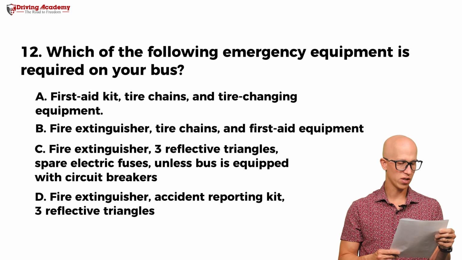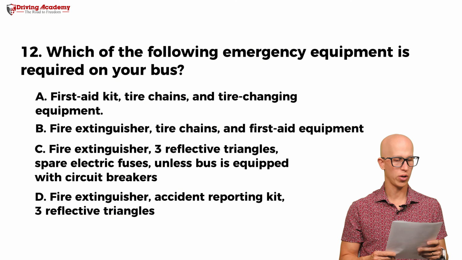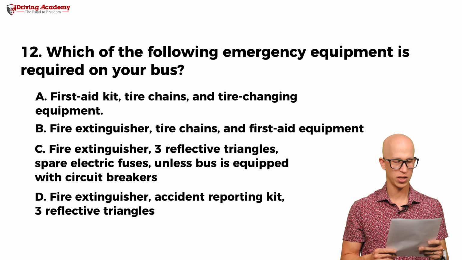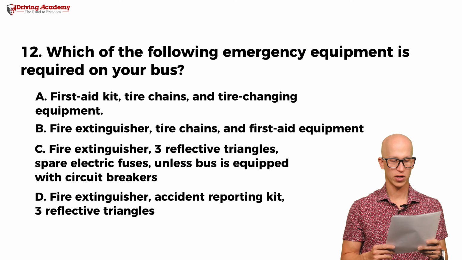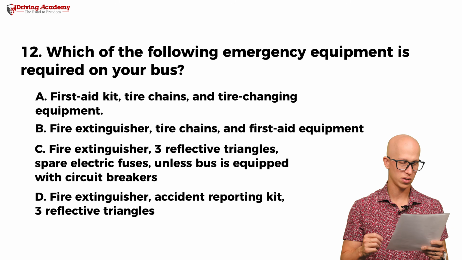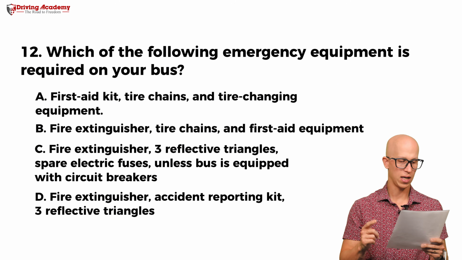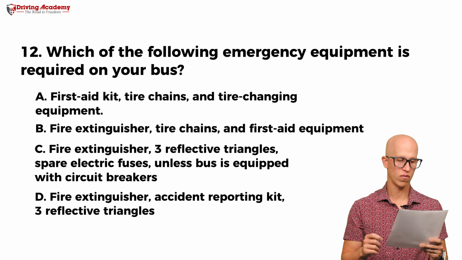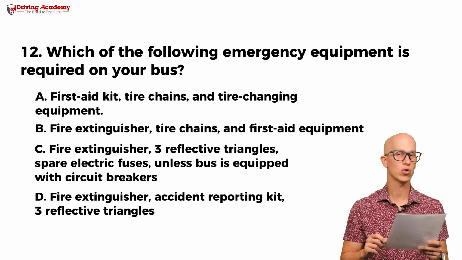All right, next question. Which of the following emergency equipment is required on the bus? A, first aid kit, tire chains, and tire changing equipment. B, fire extinguisher, tire chains, and first aid equipment. C, fire extinguisher, 3 reflective triangles, spare electrical fuses, unless the bus is equipped with a circuit breaker. Or D, fire extinguisher, accident report kit, and 3 reflective triangles. The correct answer here is going to be C.